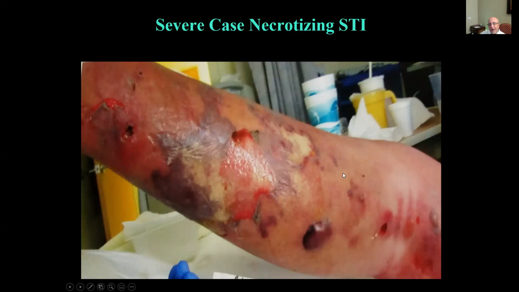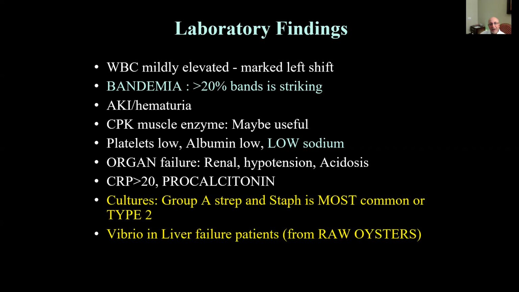Here's a case of a very late presentation, which includes areas of dead, denuded skin, as well as the blue blistering and violet discoloration that is typical and classical of necrotizing soft tissue infection. The lab findings may also be very helpful in evaluating these patients. Generally, the white cell count is only mildly elevated. However, there is significant bandemia with more than 20% bands as a striking feature in necrotizing skin infections.